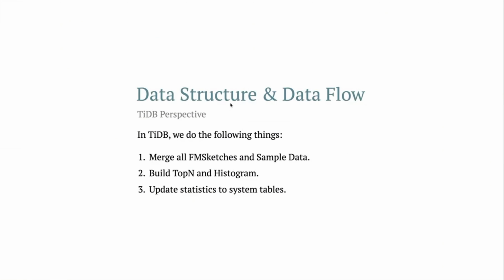And after we calculate the FM sketch and the sample data from TiKV, we send those samples back to TiDB. So in TiDB, we perform the following things. First, we merge all the FM sketches and the sample data, because it's a distributed system, right? We need to merge the results from all the TiKV nodes. After we merge them together, we can start to build the TopN and the histogram. And the last thing is, after we get those structures in memory, we flush them out to the system table and prepare for optimizer use.